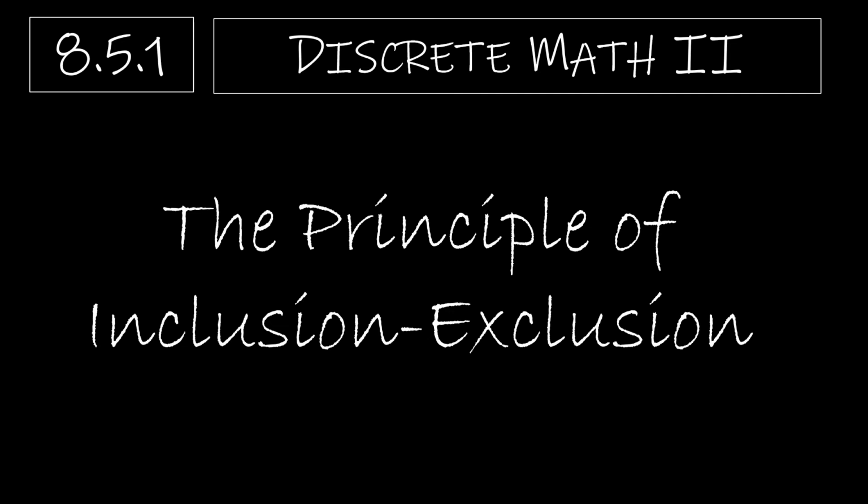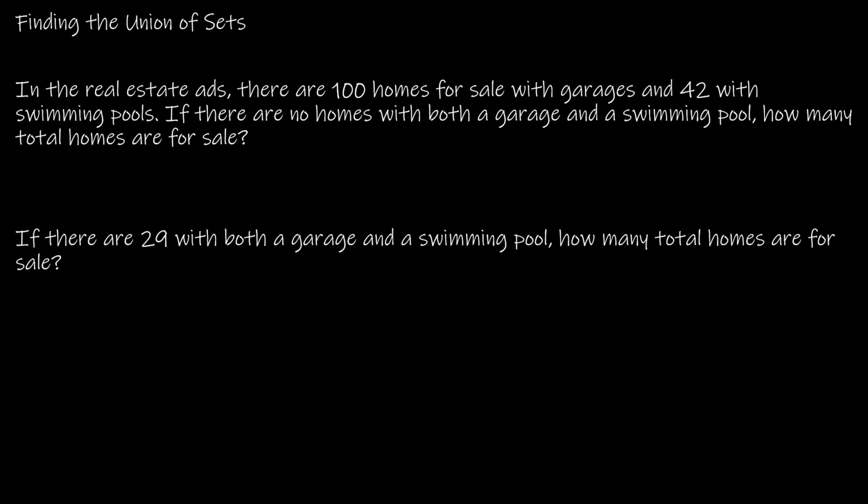In this video, we're going to take a look at the principle of inclusion-exclusion. So in finding the union of sets, which is what the principle of inclusion and exclusion does for us, we want to first take a look at a question where there's no overlap of sets, or the sets are disjoint.